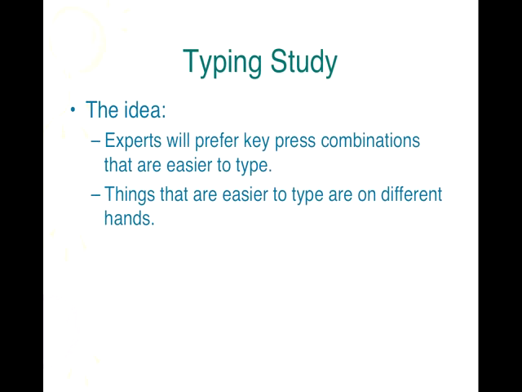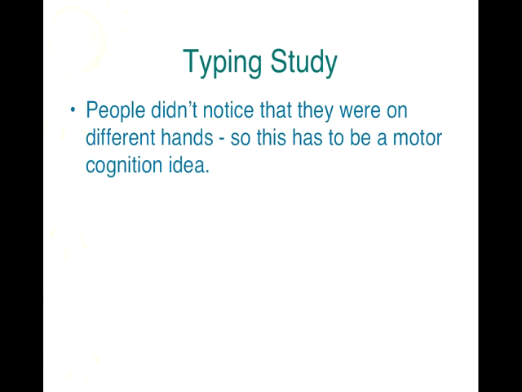We find that experts should prefer key press combinations that are different because things that are easier to type are on different hands. Sorry. And they don't notice that they're on different hands. So if you ask people, what was this study about? Did you notice anything? They have no clue. I only think one person in all these different studies that she's done has said, oh yeah, I noticed that these were on different hands. So they threw them out of the study. But it has to be motor cognition because it can't be focused picking, right? Because they don't know what's going on. So finally, now, what did they find?